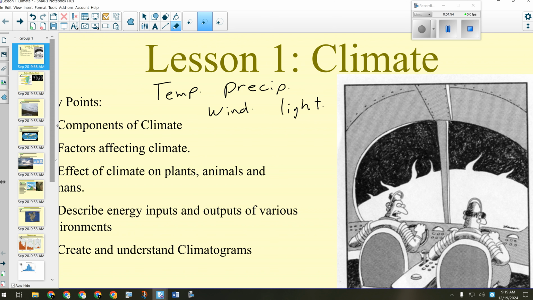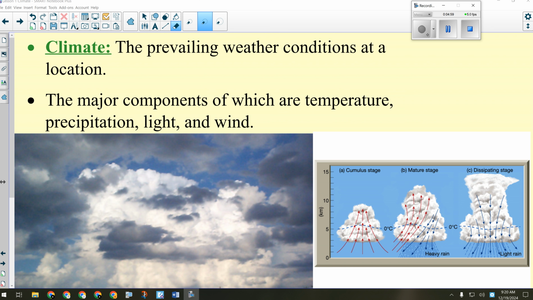That's not good. So, when we describe the climate of an area, we are describing the prevailing weather conditions at a particular location. That is not the same as the averages. A lot of people say climate's the average weather at a location. I don't know what average weather means. But here's what it sounds like.